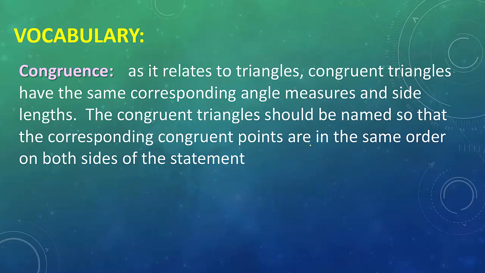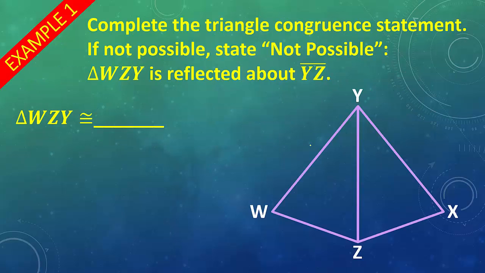All right, and some vocabulary. Congruence. As far as how it relates to triangles, congruent triangles have the same corresponding angle measures and side lengths. The congruent triangles should be named so that the corresponding congruent points are in the same order on both sides of the statement. We touched a little bit about that in a previous day, but we're going to get more in depth into it today.